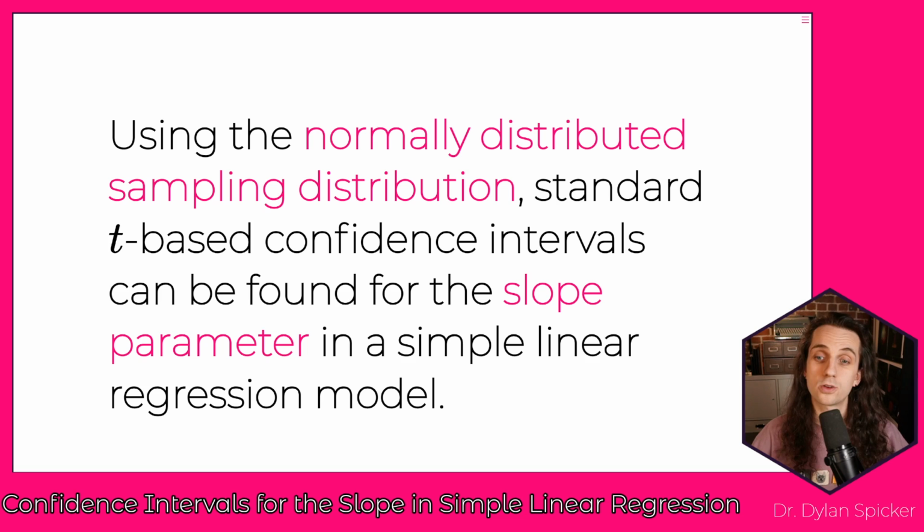So by using the normally distributed sampling distribution, we can use standard t-based confidence intervals for the slope parameter in a simple linear regression model. Right? If we knew what the population variance was, we could use our standard normal confidence intervals, but typically that's not going to be known, and so instead we're going to rely on the estimated standard error.